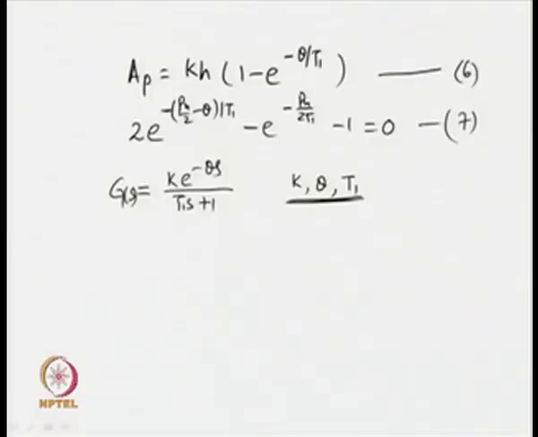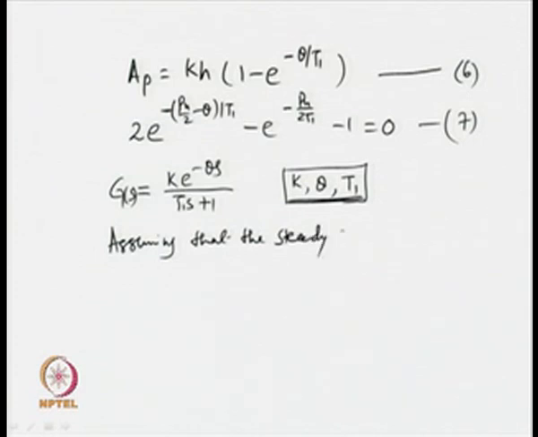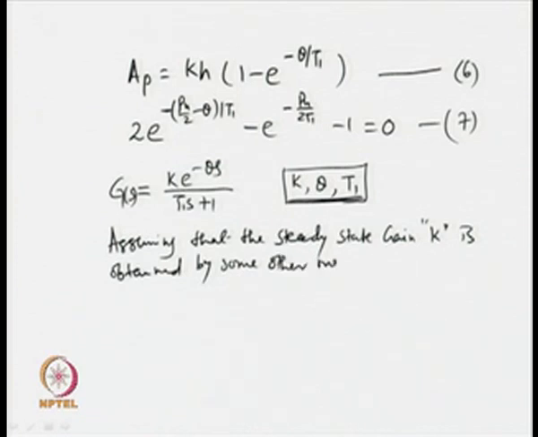Now, how to estimate K, theta and T1? Assuming that the steady state gain K is obtained by some other method, we are left with 2 more unknown parameters, theta and T1.